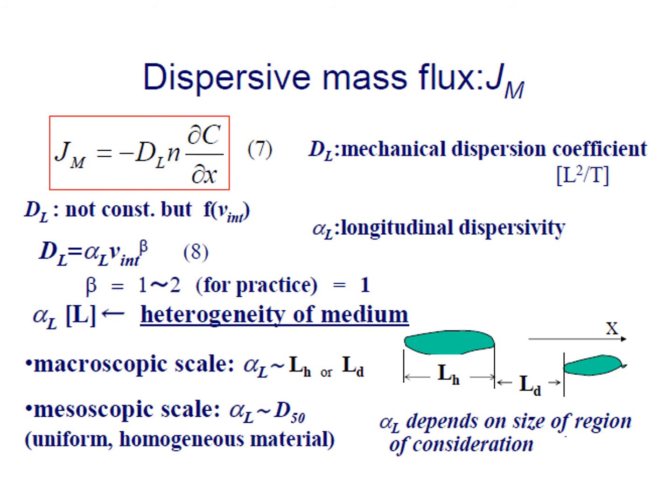So this is alpha L, heterogeneity of medium. Heterogeneity is the change in characteristics from one point to another, where we have a variety of geological formations. If we have a more heterogeneous medium, the value of alpha will be higher because it will give us a more tortuous path.